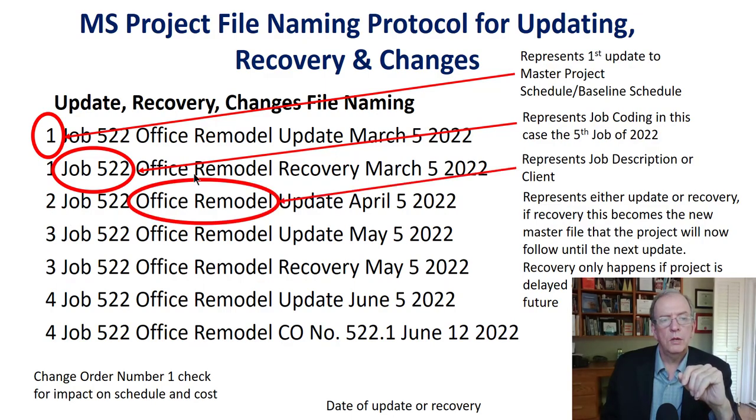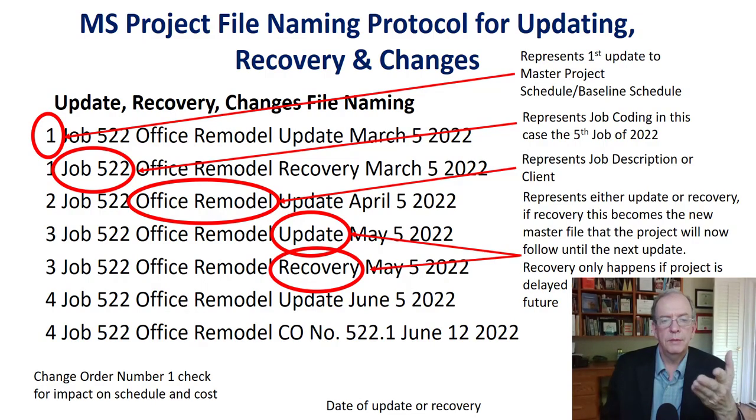Next one here, we look at the job name. So you could put client name, type of job, whatever it is. And in this case, I've just kept it simple. I put office remodel. You could put the name of the company, office remodel, client, however you would want to put that. But again, some sort of naming so you understand what it is and it's a clear reference. And then the type. Is it an update? Is it a recovery? Is it a change order? Is it a narrative? That's where you could put in that naming process there.